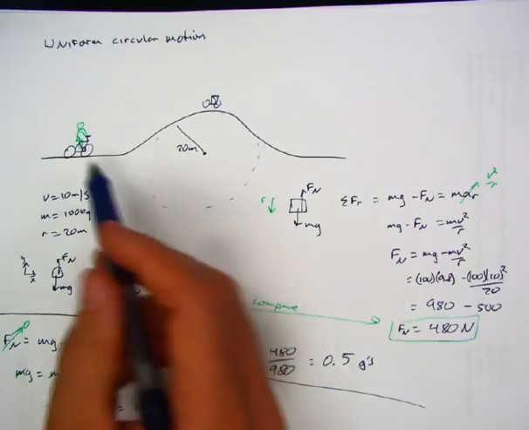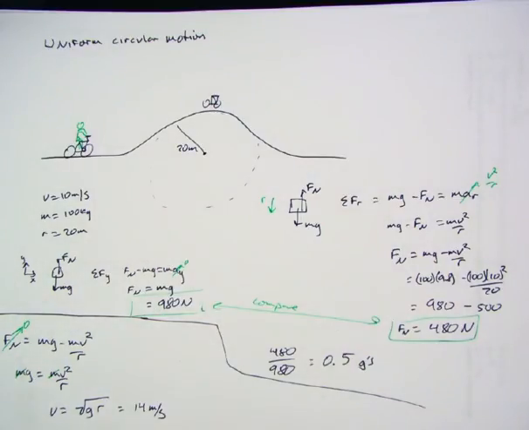So this is an interesting problem about going over the hill and how we can think about radial acceleration in those cases.